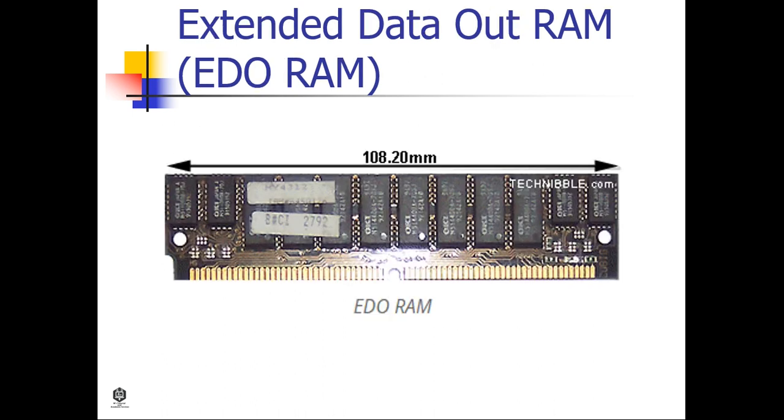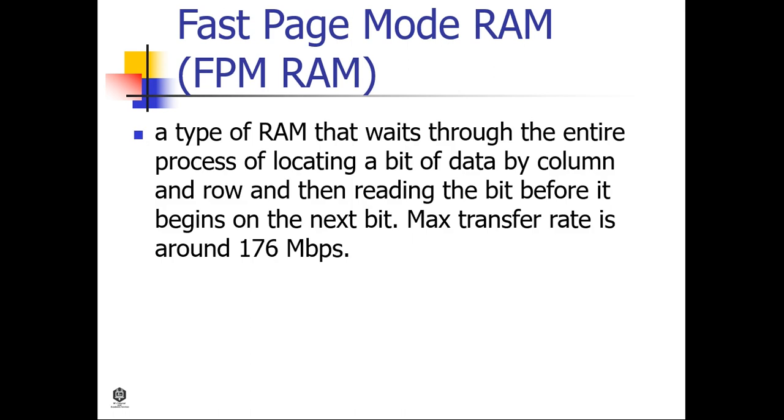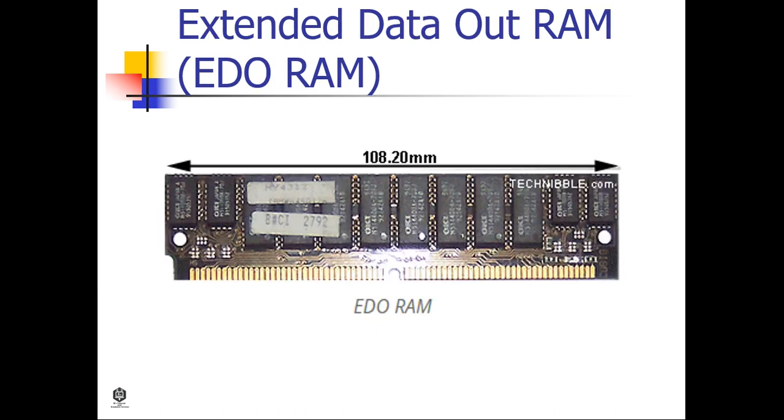The fast page mode dynamic random access memory is a type of RAM that waits through the entire process of locating a bit of data by column and row and then reading the bit before it begins on the next bit. Max transfer rate is around 176 Mbps.